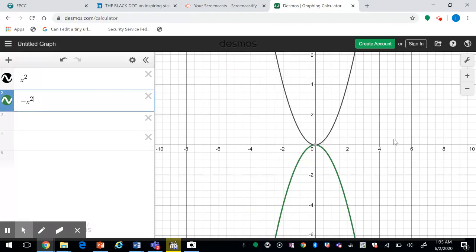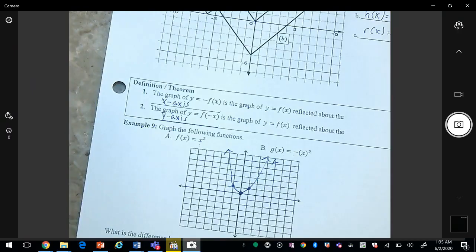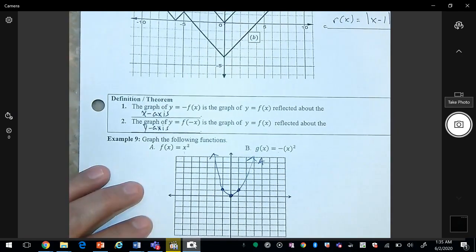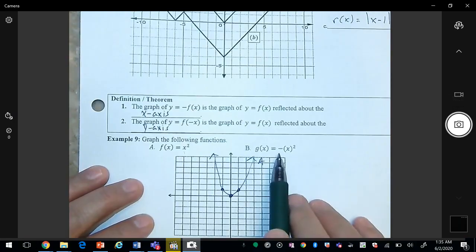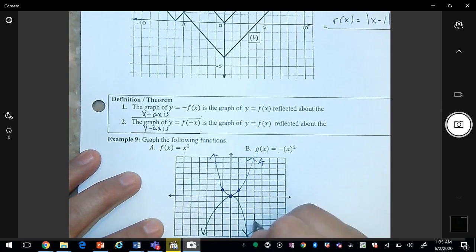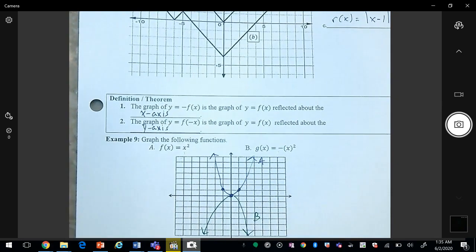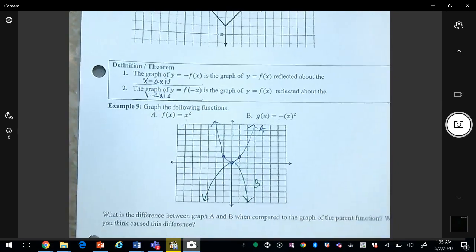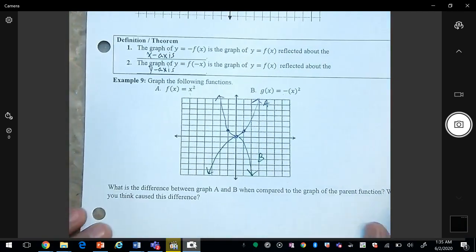So here's your x-axis. If you fold the paper, this parabola here will land on top of this one here. So this graph is going to open down if the number in front of x squared is negative. So this is letter B. The difference here is the negative in front of the x squared.